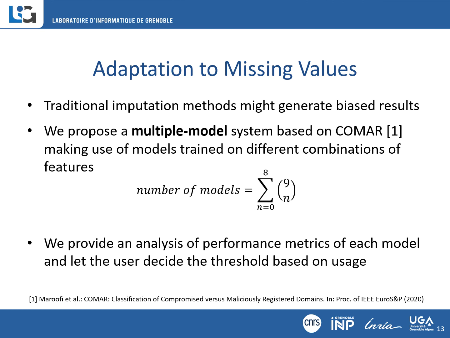Given that traditional imputation methods might generate biased results, we propose a system based on COMAR, using multiple models trained on different combinations of removed and present features. This way, we generated 511 models. We also provide a detailed analysis of performance metrics for each model, which enables users to define a threshold based on the intended usage.